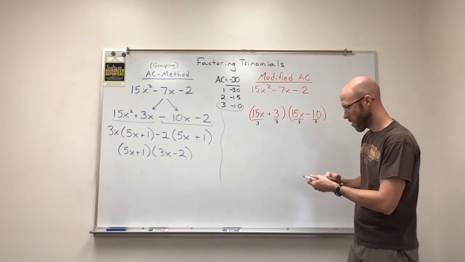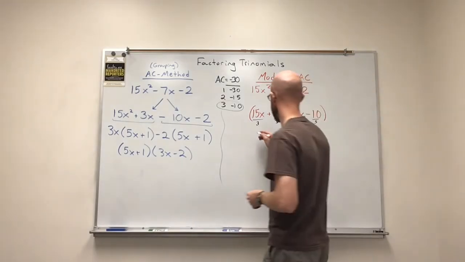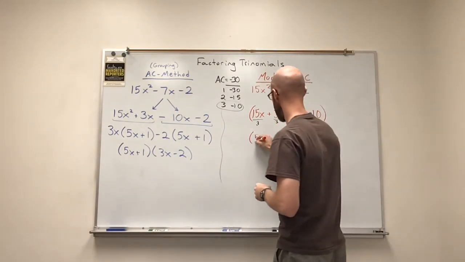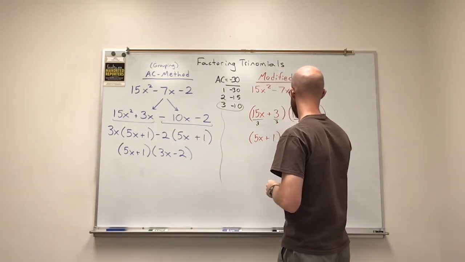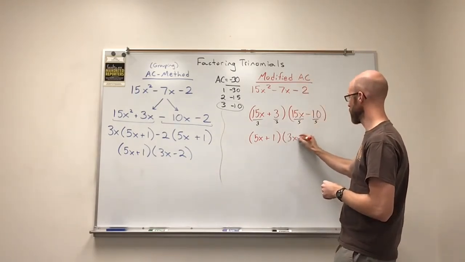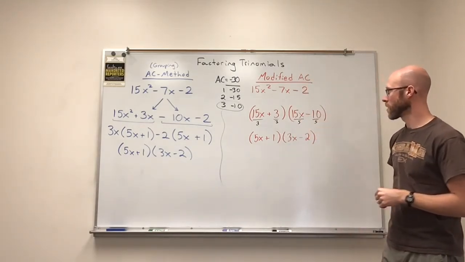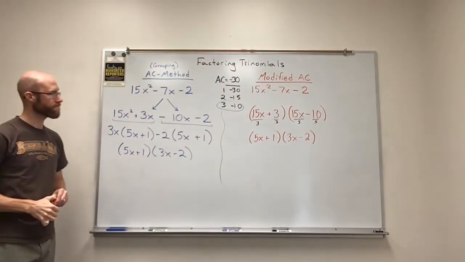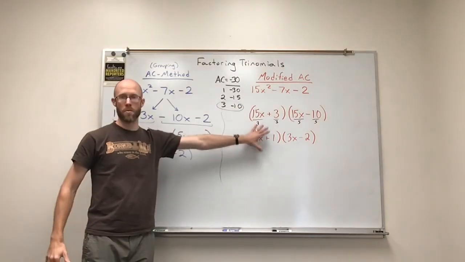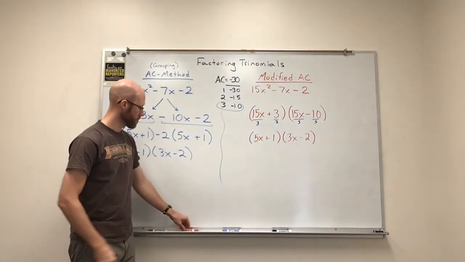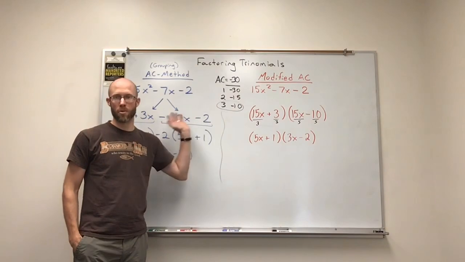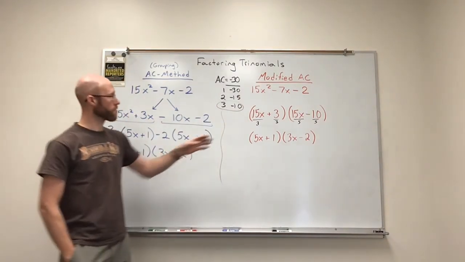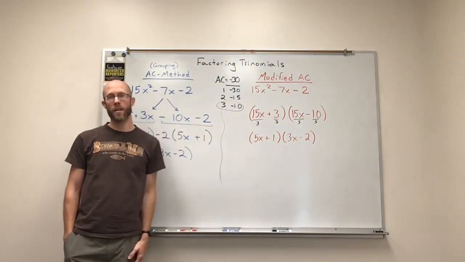Okay. Once you've divided this out, the simplified factors are going to be 5x plus 1, and here it's going to be 3x minus 2. Okay, again, the answers match up, so we did that correctly. So I think this one works a little bit faster, but again, you're free to use whichever method you want. For the rest of the examples, I'm going to focus in on using the modified AC method.